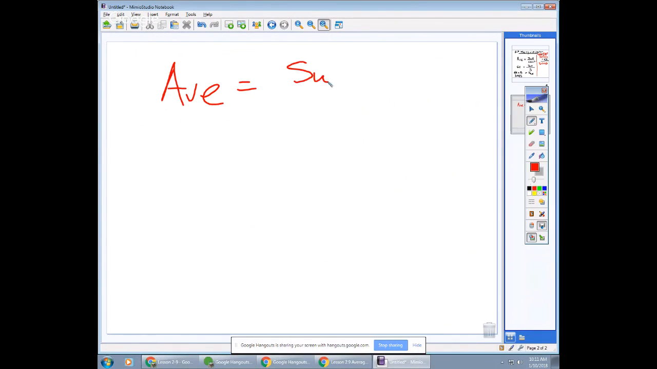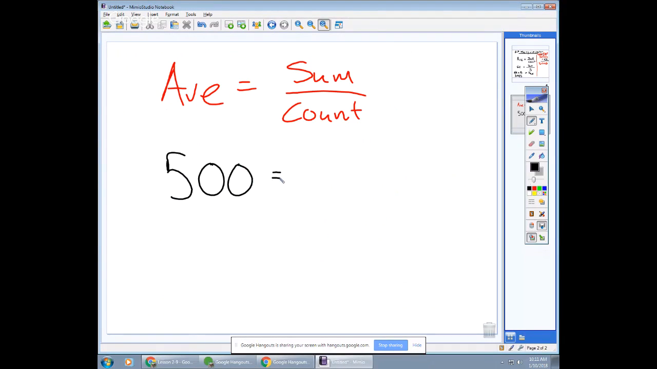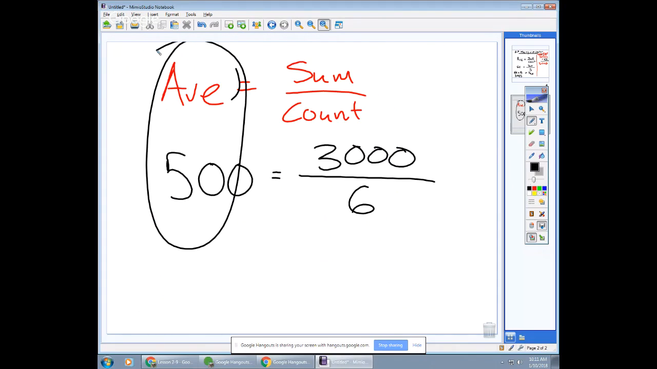Average is always the sum over the count. In this case, we wanted an average of 500, and we know the count had to be 6. So in order for this to work out, the only possible numerator here is 6 times 500, which is a sum of $3,000 for every one of those columns, if the average is going to stay at 500.